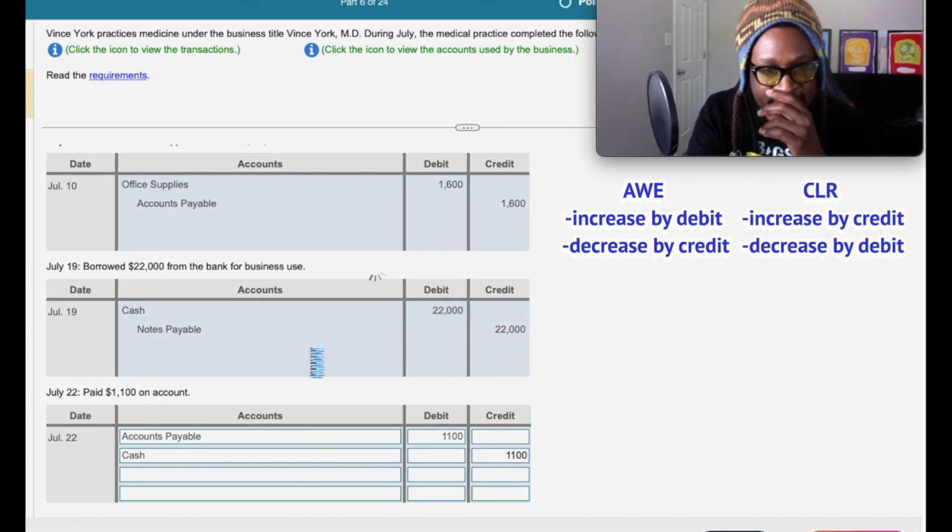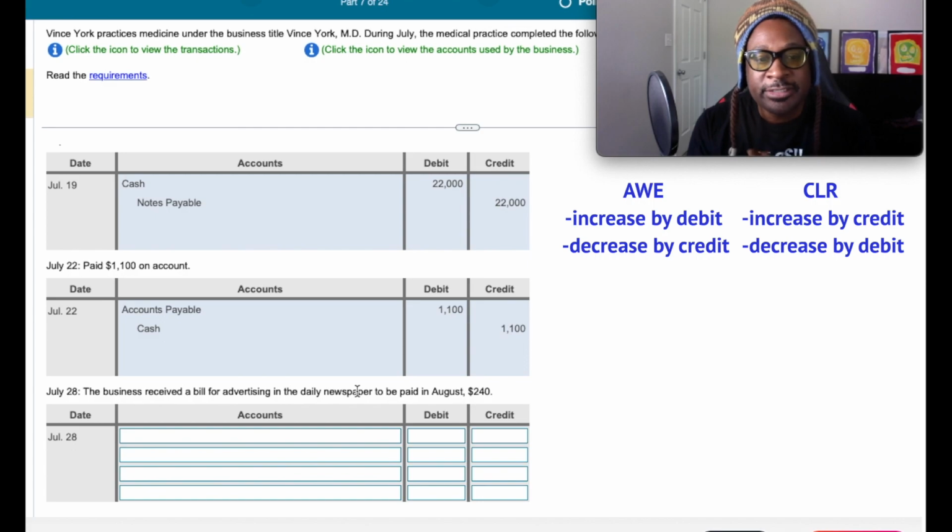Check our answer. Next, the business received a bill for advertising on a daily newspaper to be paid in August, $240. So here's a tricky one, gang. What's going on in here? What are the key words? Received a bill for advertising. Advertising is a key word, and it's expected to be paid in August, but it is now July 28th. Therefore, we haven't paid it yet. We're going to pay it next month.